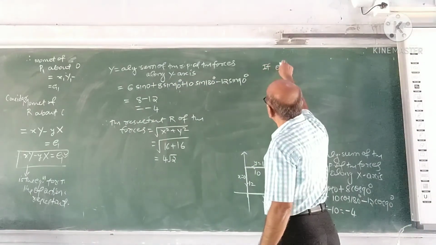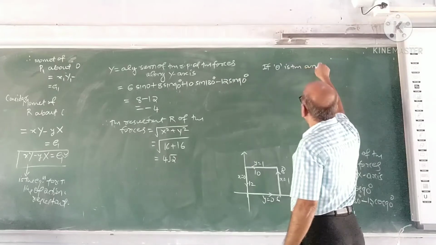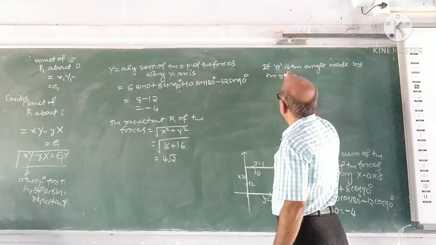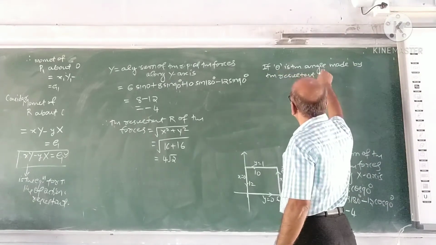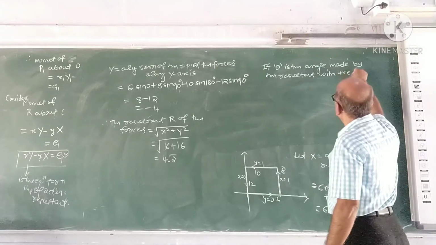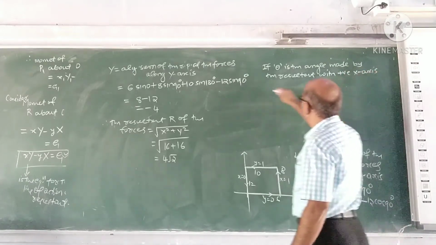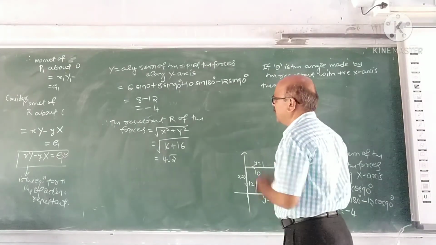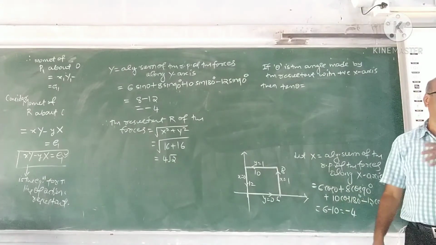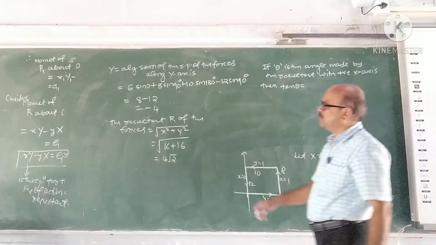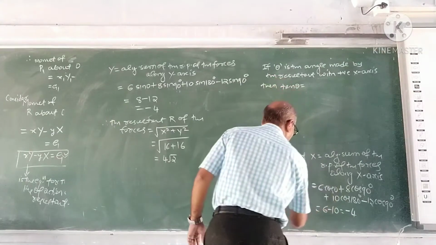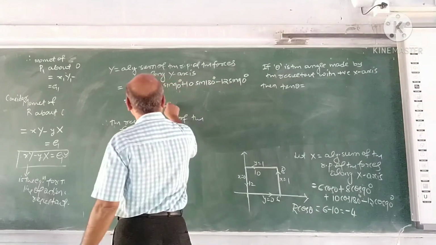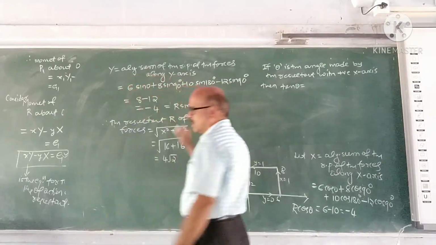If theta is the angle made by the resultant with positive x-axis, then tan theta is, anybody, how do you find out theta? See, what is this? X means R cos theta. And what is y? R sin theta. Correct? R sin theta.